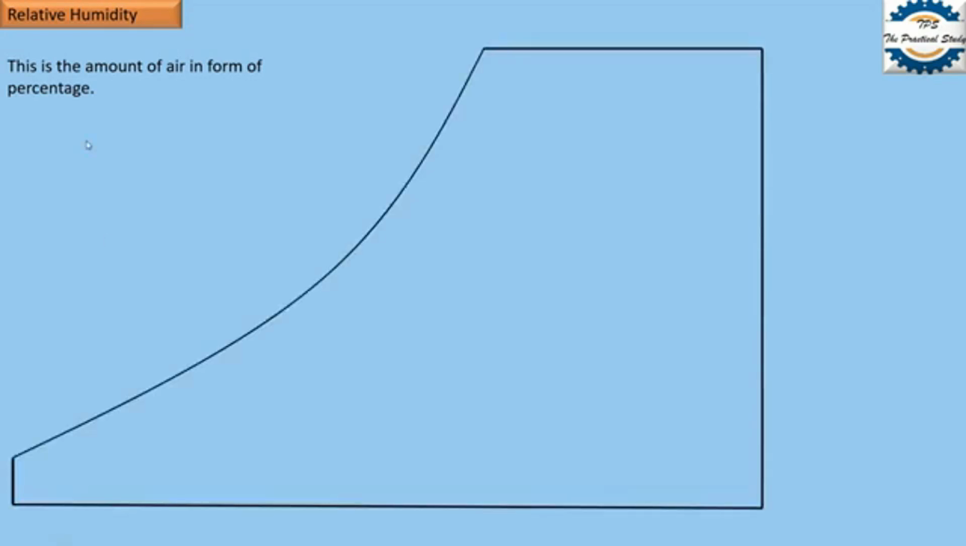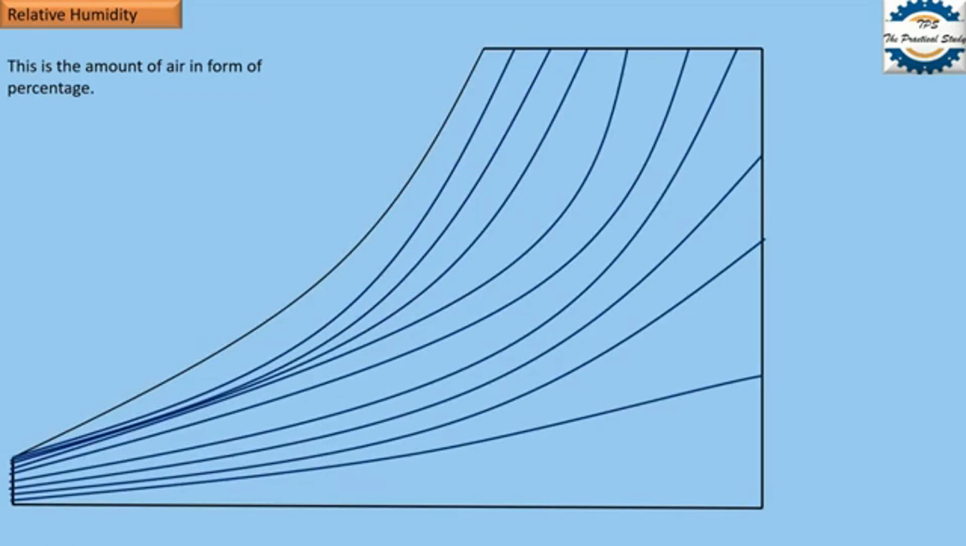Relative humidity. Relative humidity is the amount of water vapors in the form of a percentage. So this is the psychrometric chart, and these are the relative humidity lines, and here is its scale. I think this parameter is also clear. Next, move to the next parameter. And guys, one point to notice is that this is the saturation line where the humidity is 100%. That means the air is fully saturated, full of water vapors, and there is no more possibility of absorbing more water vapors.